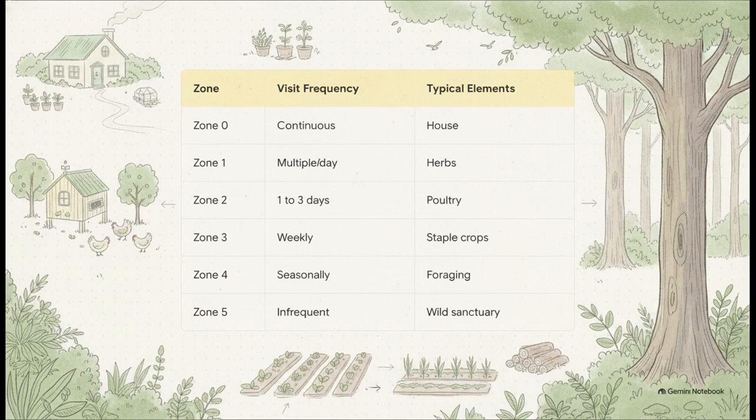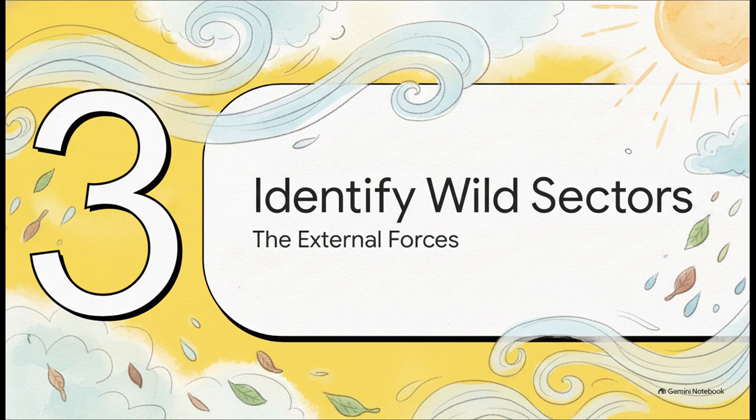You can really see the transition of intensity here. In Zone 1, which is right outside your kitchen, you're probably visiting multiple times a day for things like culinary herbs or, say, checking on delicate seedlings. Then you move outward to Zone 2 and you're visiting maybe every few days for poultry or small livestock. By the time we hit Zone 4, we are only visiting seasonally for things like managed woodlots or timber. And then finally, Zone 5. That just fades out into completely unmanaged wilderness. It's a natural sanctuary where nature does all the work, and honestly, it's a great place to go when you just want to be left alone to observe. By placing our high-maintenance items close to us, we drastically conserve our own energy. It's just smart design.